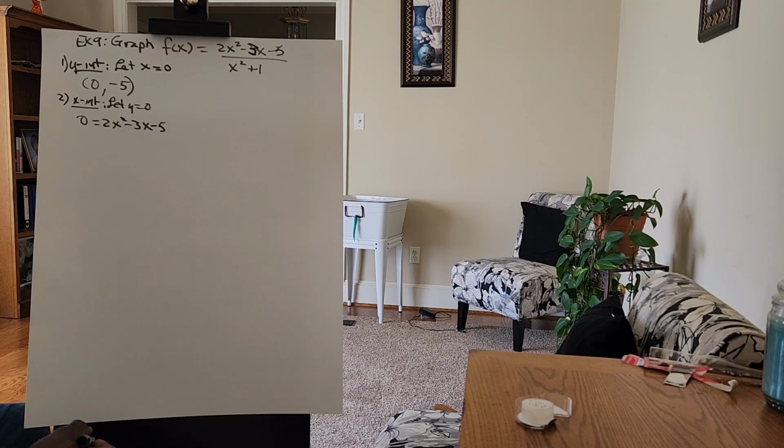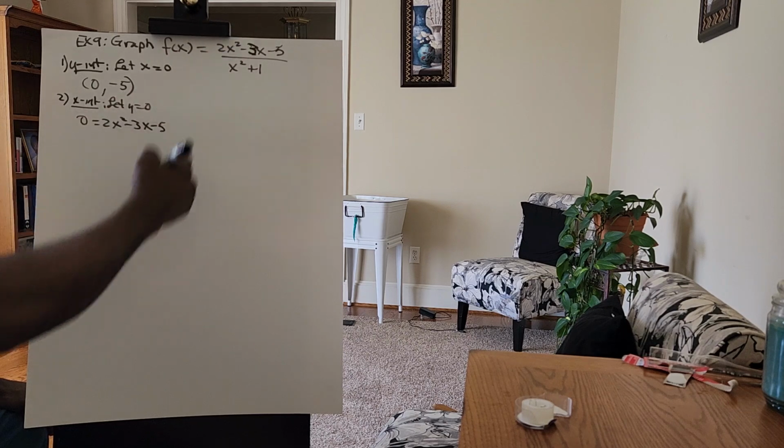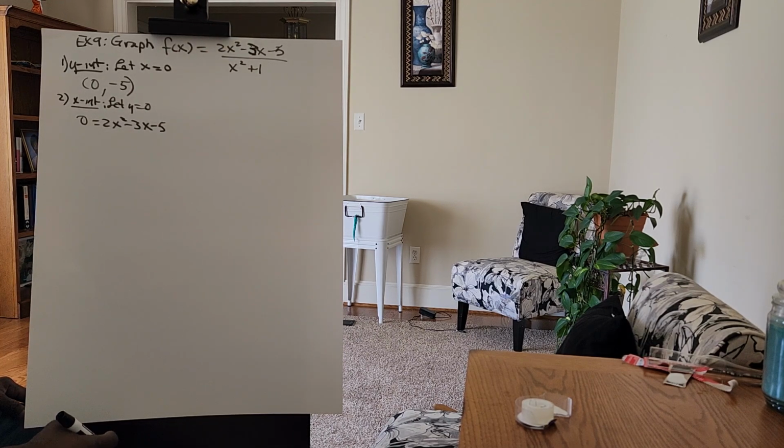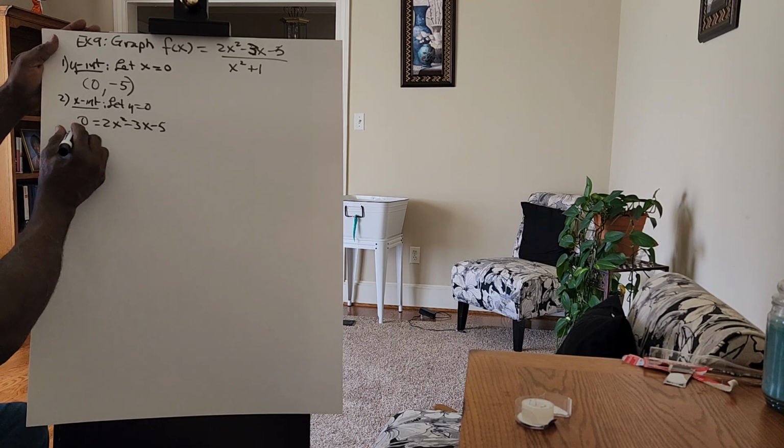And it's always going to be the case that the numerator is what you're going to be setting equal to 0 and solving. Because when I say 0 equals (2x squared minus 3x minus 5) over (x squared plus 1), if I multiply both sides by x squared plus 1, then the denominators go away. So really I'm solving this.